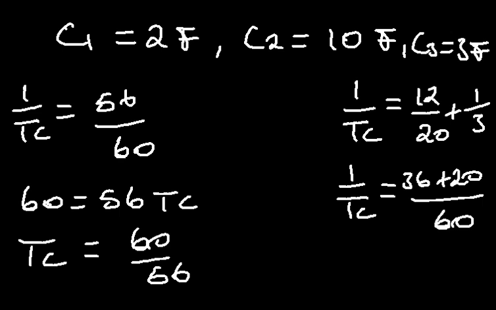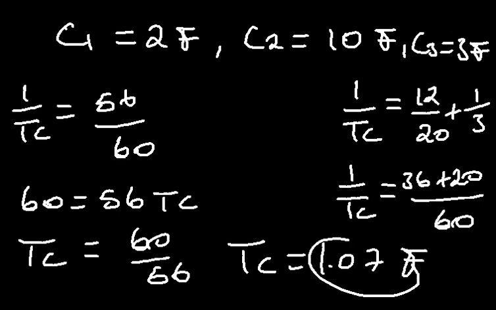Let me express that as a decimal number. 60 divided by 56 is about 1.07. So TC is 1.07 farad. That will be the equivalent capacitance in that case.